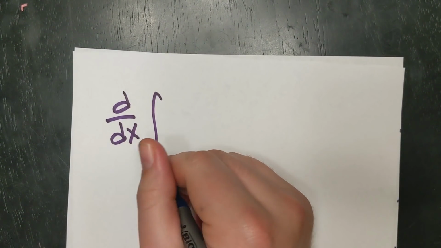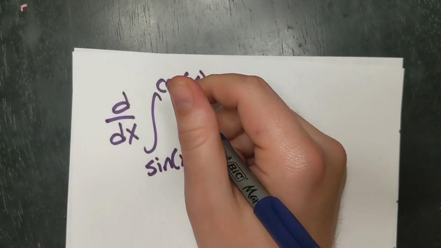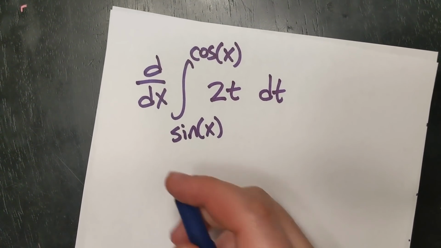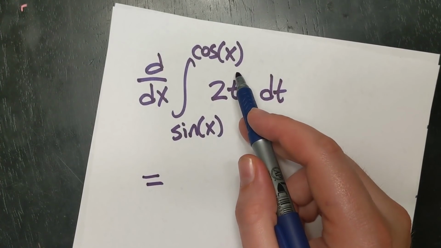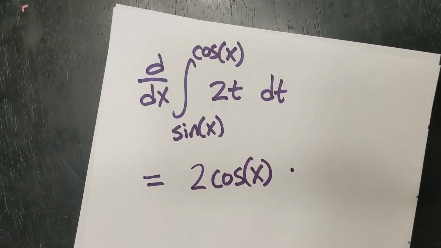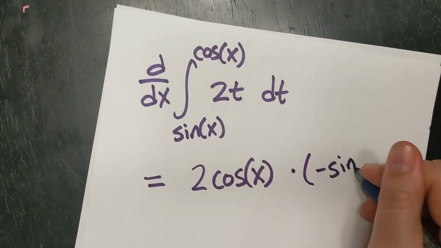Last one is very, very similar. We want to know what is the derivative of the integral of sine of x to cosine of x of 2t dt. And so you should think, I'm going to take the antiderivative, plug in cosine, and take the derivative, so it's just the original function with cosine plugged in, but then times my chain rule, the derivative of cosine, which is minus sine of x.